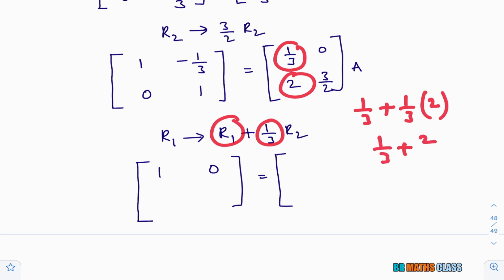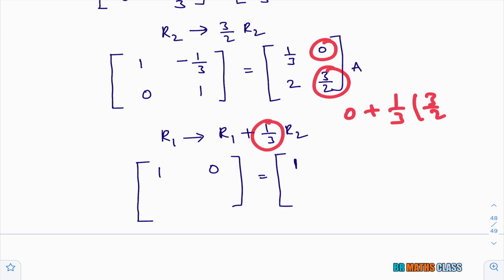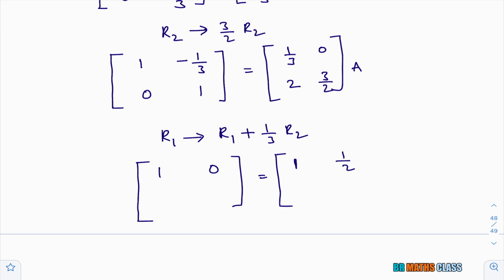R1 is 1 by 3. 1 by 3 plus 1 by 3 into R2. R2 is 2. So what is this? 1 by 3 plus 2 by 3, that is 3 by 3. 3 by 3 is 1. So you will get 1 at this place. Now come to this element. 0 plus 1 by 3 into R2, that is 3 by 2. This 3 will get cancelled. You will get 1 by 2.